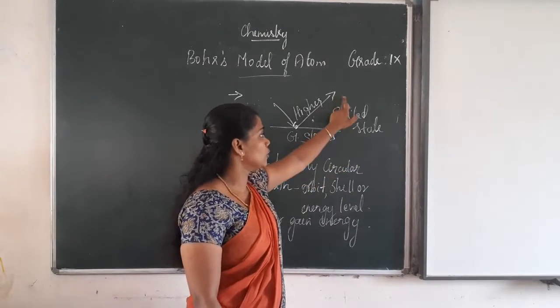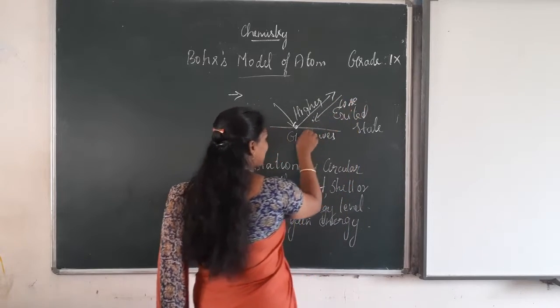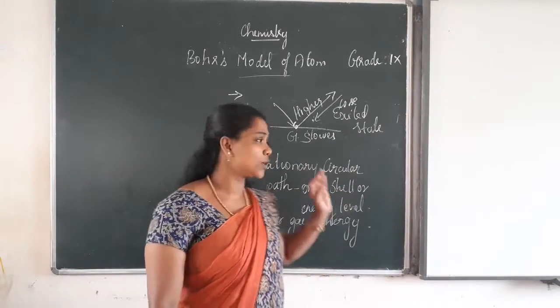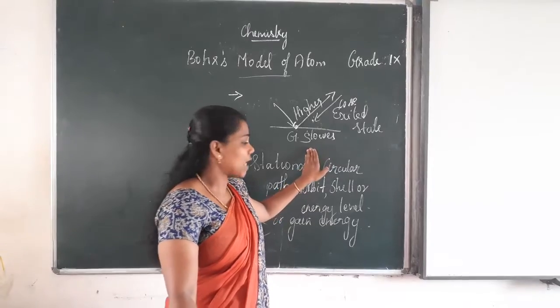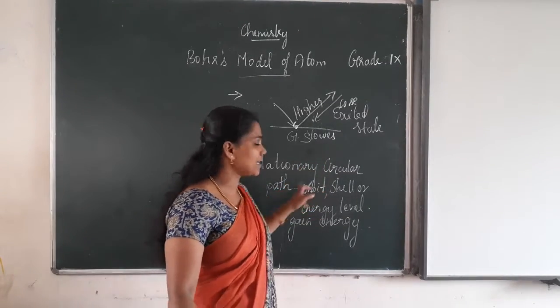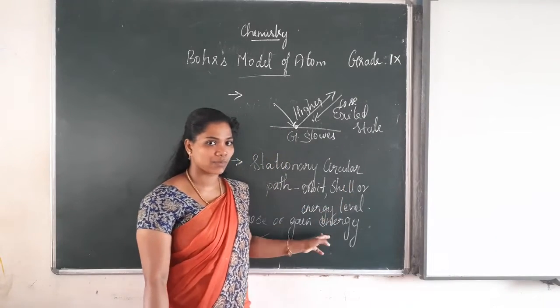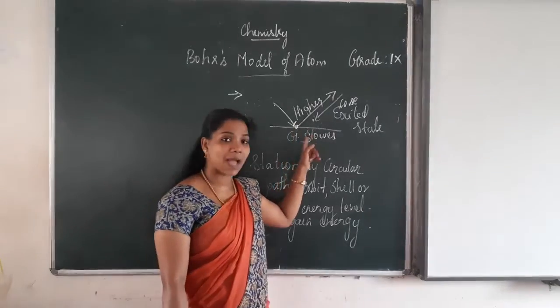And when they lose the energy, again it comes to the ground state. This only happens when they absorb the external energy. Otherwise, they will always circulate in the stationary circular path. Okay, first point I hope you understood. Second point you understood. The third point: this will not happen often.